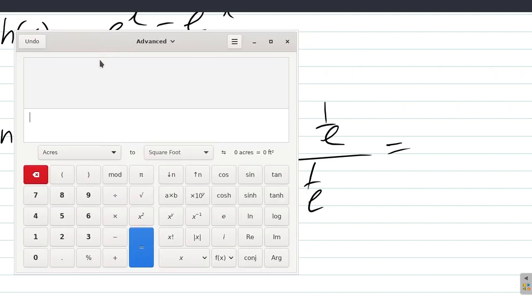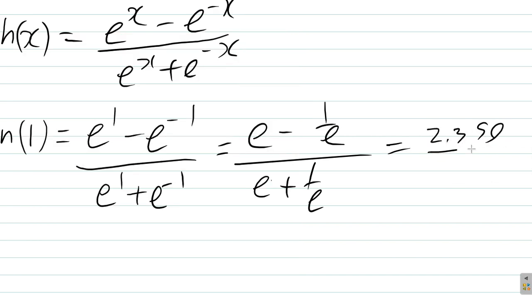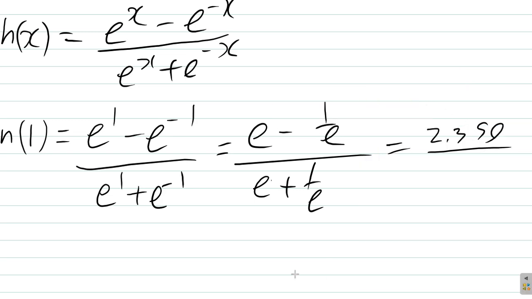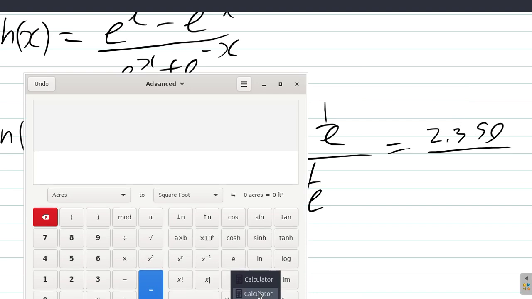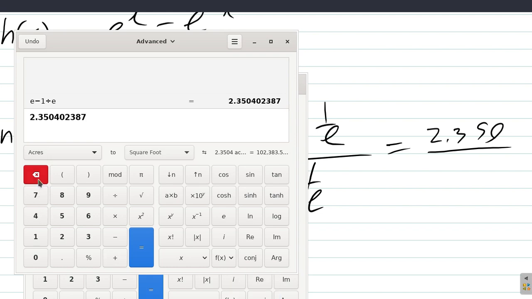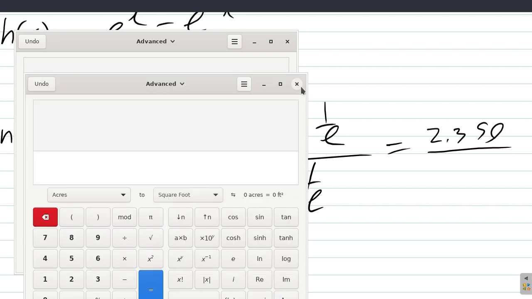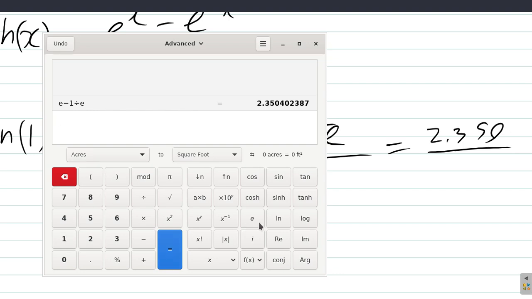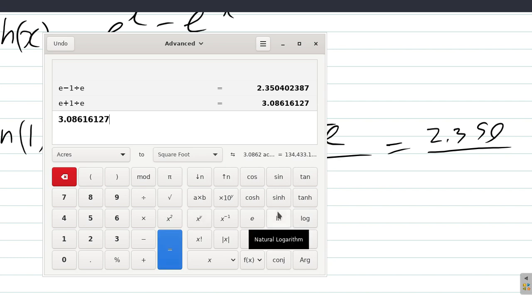So you have e minus 1 divided by e equals 2.350. I'm showing that I'm using 3 decimal places, that's why I put the 0 there. And then we have e plus 1 over e, so e plus 1 divided by e equals 3.086.